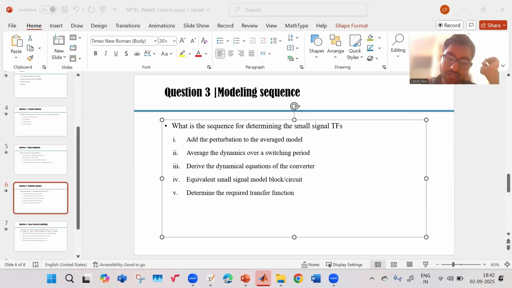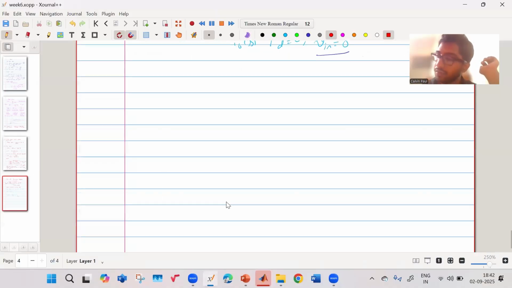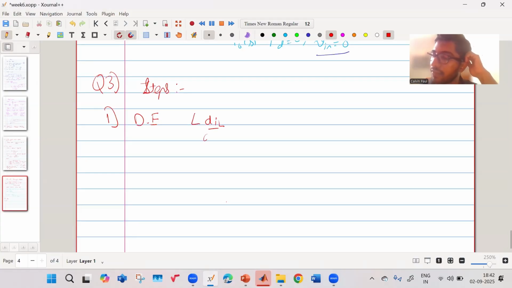Anyway, I'll just give some details regarding it. When you are deriving the small signal model, you have to follow some steps. So, what are those steps? First, you find out the differential equations for your converter. That is usually your L dIL by dt, your C dVc by dt. These are your equations, whatever those equations are.